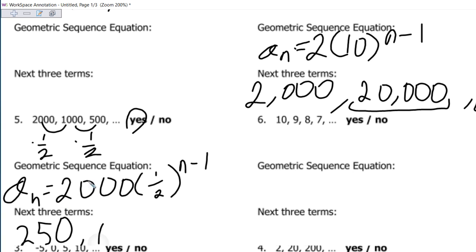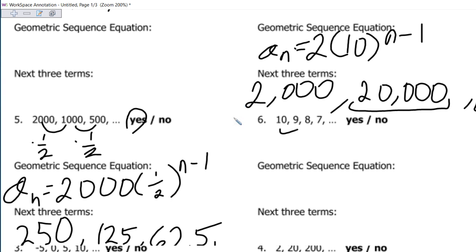250 halved is 125. 125 halved is 62.5. And there we have it. Okay? Now number 6.